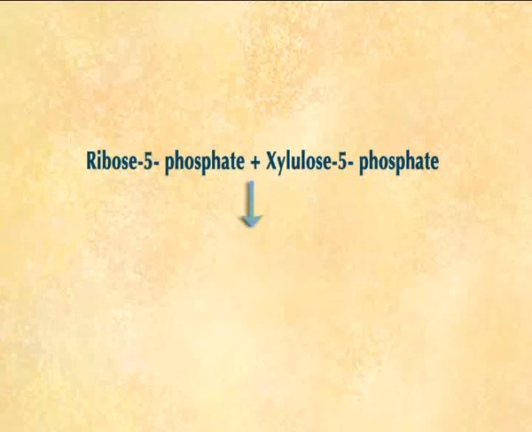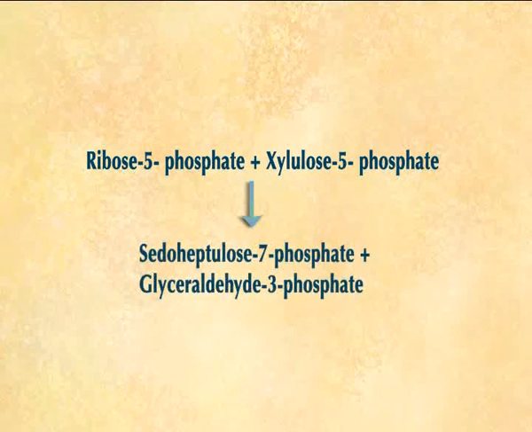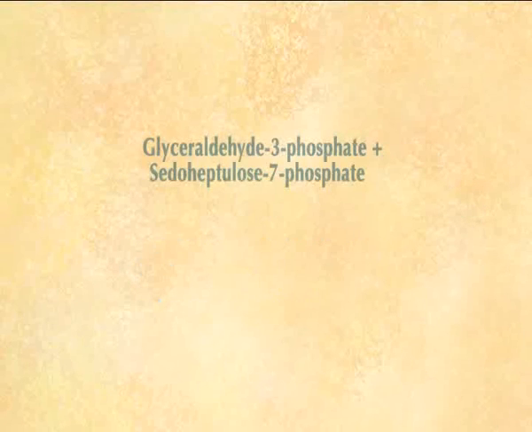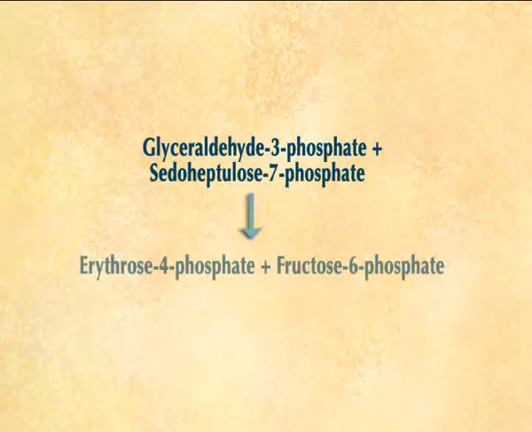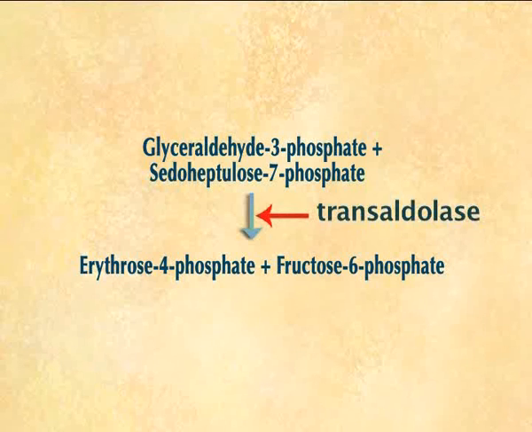Ribose 5-phosphate reacts with xylulose 5-phosphate to form sedoheptulose 7-phosphate and glyceraldehyde 3-phosphate. The enzyme involved is transketolase. Now, glyceraldehyde 3-phosphate reacts with sedoheptulose 7-phosphate to form erythrose 4-phosphate and fructose 6-phosphate. The enzyme involved here is transaldolase.